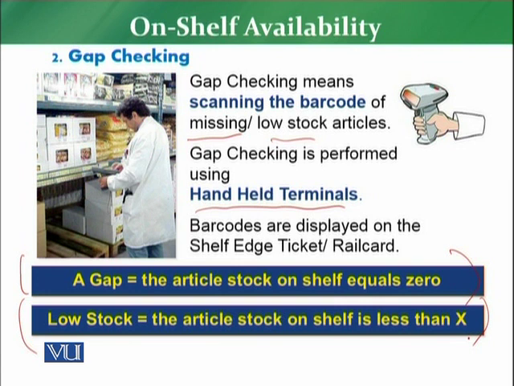DMS is, if an article normally sells 10 units in a day, then for a day you should have at least 10 units in hand. And for example, if the delivery of that particular article is after 7 days, then at any point of time you have to have at least 70 units with you. So if an article has less than 70 units, or less than X units, ultimately this will be considered low stock. So a gap is when the stock is 0, and low stock is when it is less than the required defined limit.